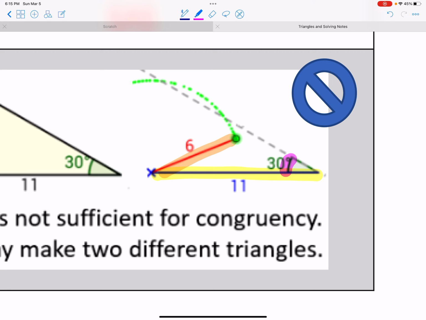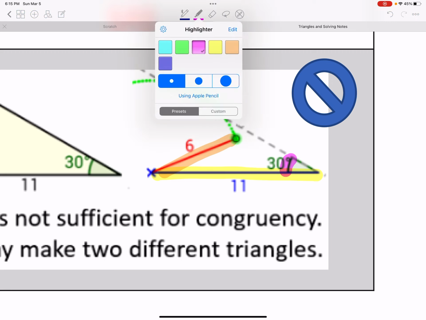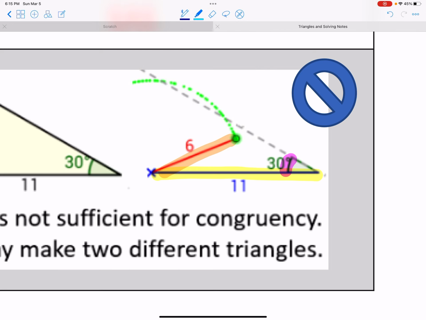There are 2 different triangles that could be created. So if I took this, it's kind of hard to show it here, but if I took this leg, the length of 6, I could stretch it out so that it, let me show you this part first. So if I have, again, the side length here of 6, the side length here of 11, and then I have this 30 degree angle. Well, the other leg of the triangle that I would have to make here, let's just say I made it with a dotted line because I don't know where it's going to go yet.